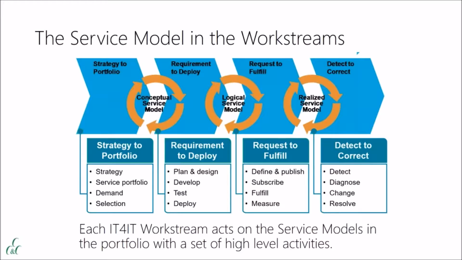Strategy to portfolio is mainly about creating the desired service catalog and funding things that we think are important. If you have a service portfolio that's well defined, this is really very architecture based. We are saying what capabilities do we need to change, how do those affect our service portfolio, what things do we need to put in production, what shall we invest in, how shall we prioritize it. The requirement to deploy is all about building things and getting them ready to deploy.